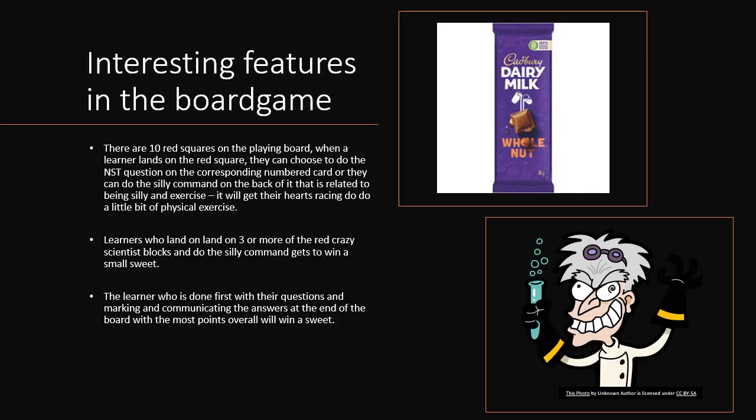The most interesting features in the board game is the 10 red squares that require learners to do a silly command that's on the back of the question card, or they can do the question, but it's their choice. And then learners who land on 3 or more of the red blocks win a prize, and then the learner that's the quickest with the most overall points in the game wins a sweet from the teacher.